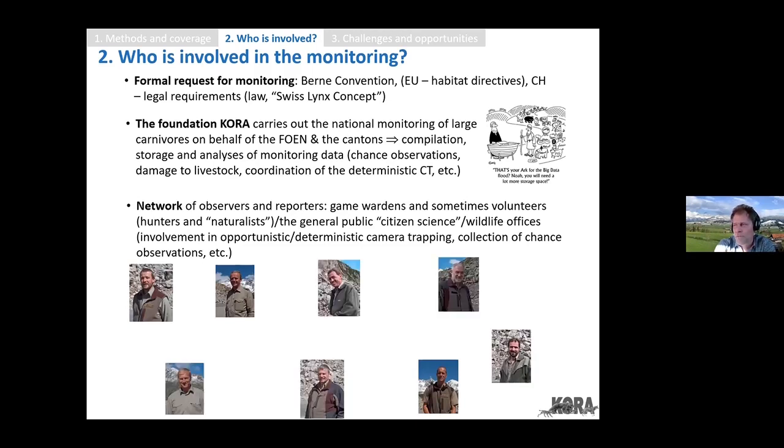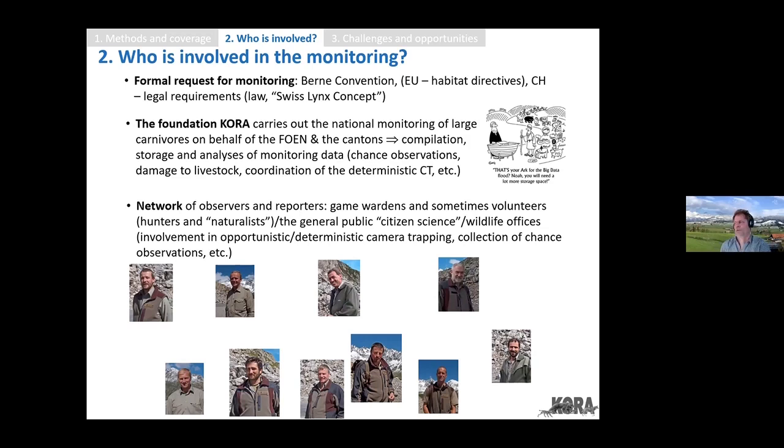We have a network of observers and reporters. The game wardens play really an important role. You will understand more why in my next slide. We also sometimes have volunteers engaged, like hunters, and we call them naturalists. We have, of course, the general public. We have forms on our website where they can announce lynx observations or any large carnivore observation. And we also have the wildlife offices that are involved in the monitoring.